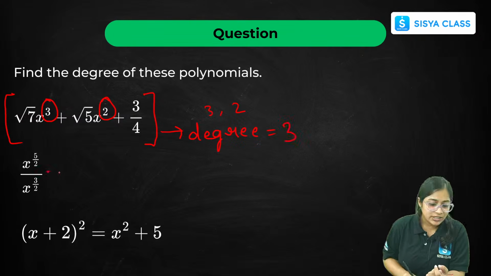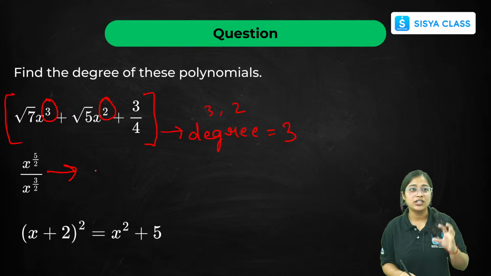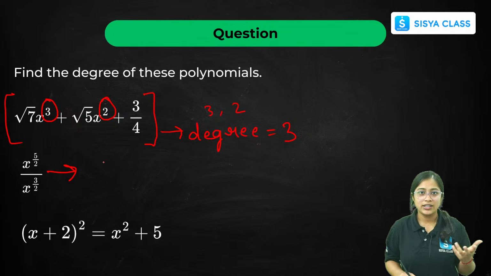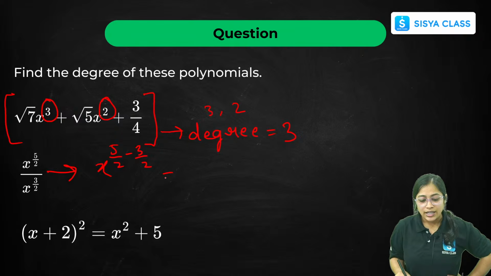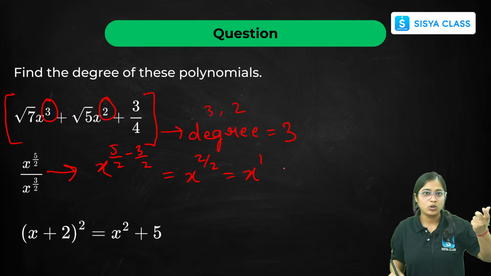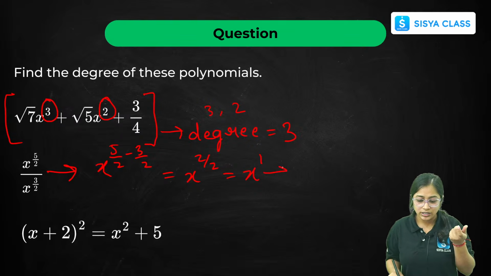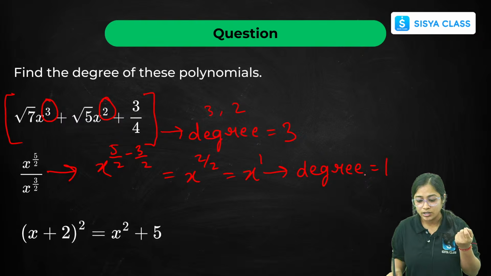Now we have this expression x raised to power 5 by 2 upon x raised to power 3 by 2, okay? So again, first we will simplify this algebraic expression. So we will get x raised to power 5 by 2 minus 3 by 2. That is x raised to power 2 by 2, that is x raised to power 1. So what is its degree? So here we have only one term, right? And its degree is 1 because the power of the variable is also 1 here, okay?